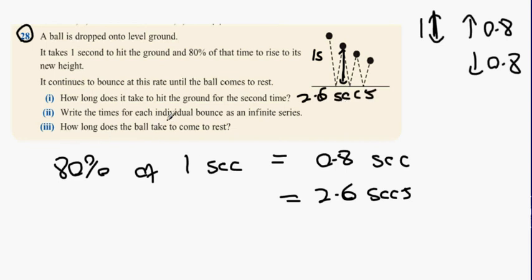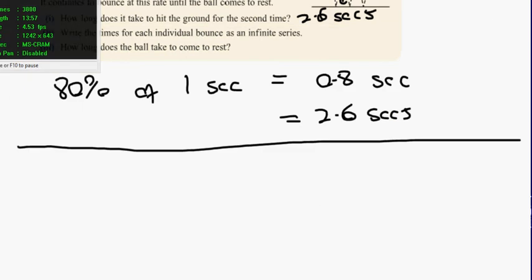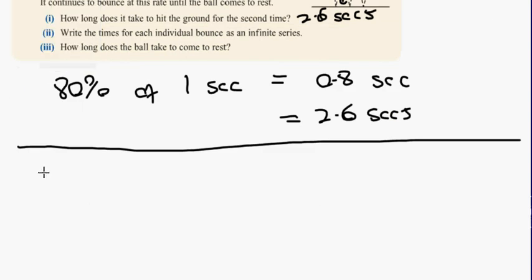Okay, write down the times for each individual bounce as an infinite series. Okay? So the hard part of this question is actually defining the bounce. On bounce 1, you go down 1 second, and you go up 0.8. So that there counts as 1.8 seconds.